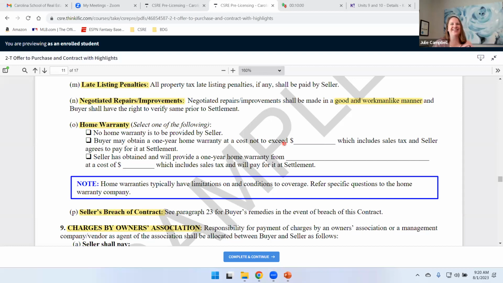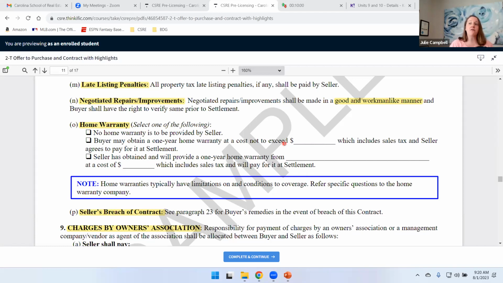Because you're going to have some buyers that want more repairs than others. You're going to have some sellers willing to do more repairs than others. Some are willing to put up the home warranty, some aren't. Some are going to say, no, I'm not doing anything extra other than selling my house. You with me? So it's all between the parties.